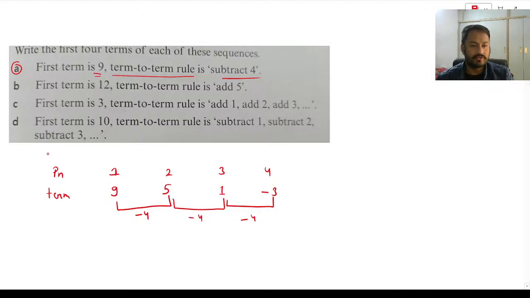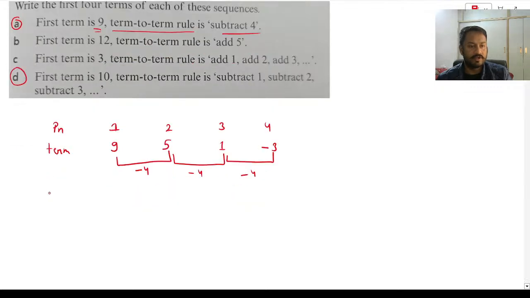Now I will do the next question, that is part D. We'll do the tougher one, so as to understand the basic concept. Then we'll do the past paper questions which were in the checkpoint exams. So let's see. Now again we'll write first term, second term, third term and fourth term, right?